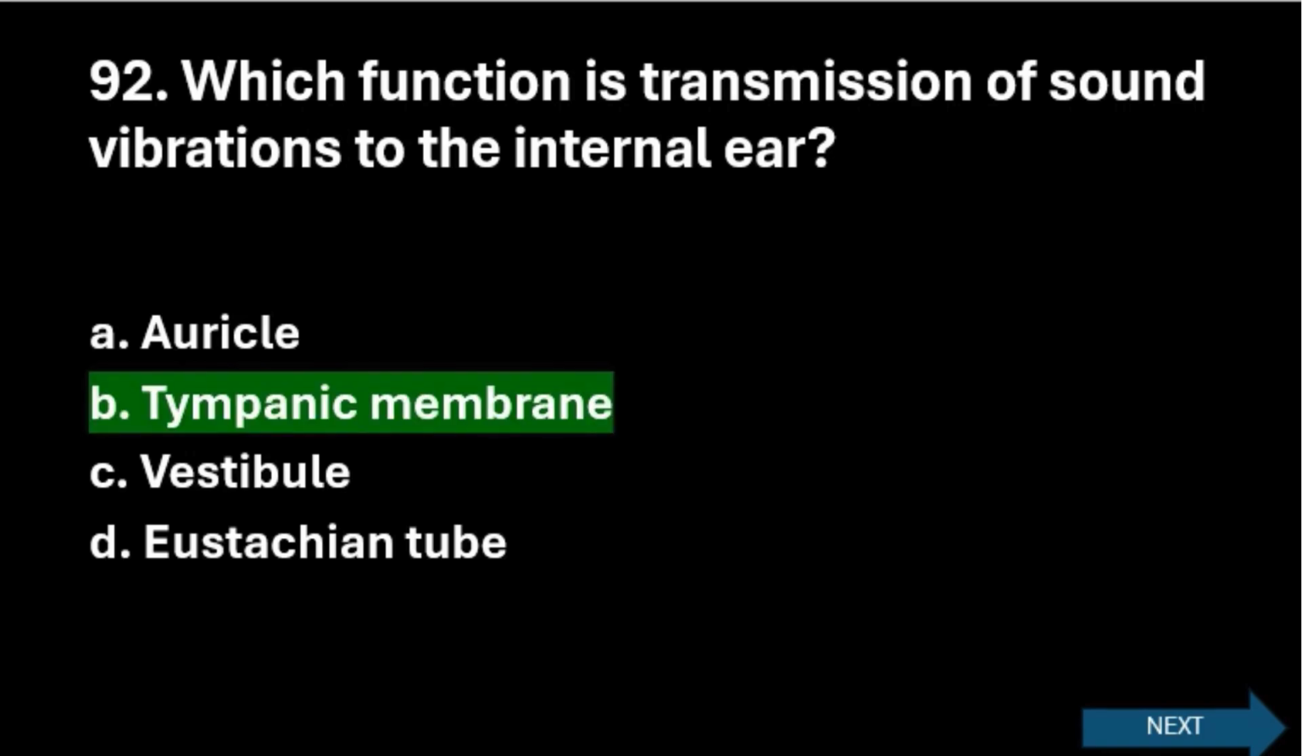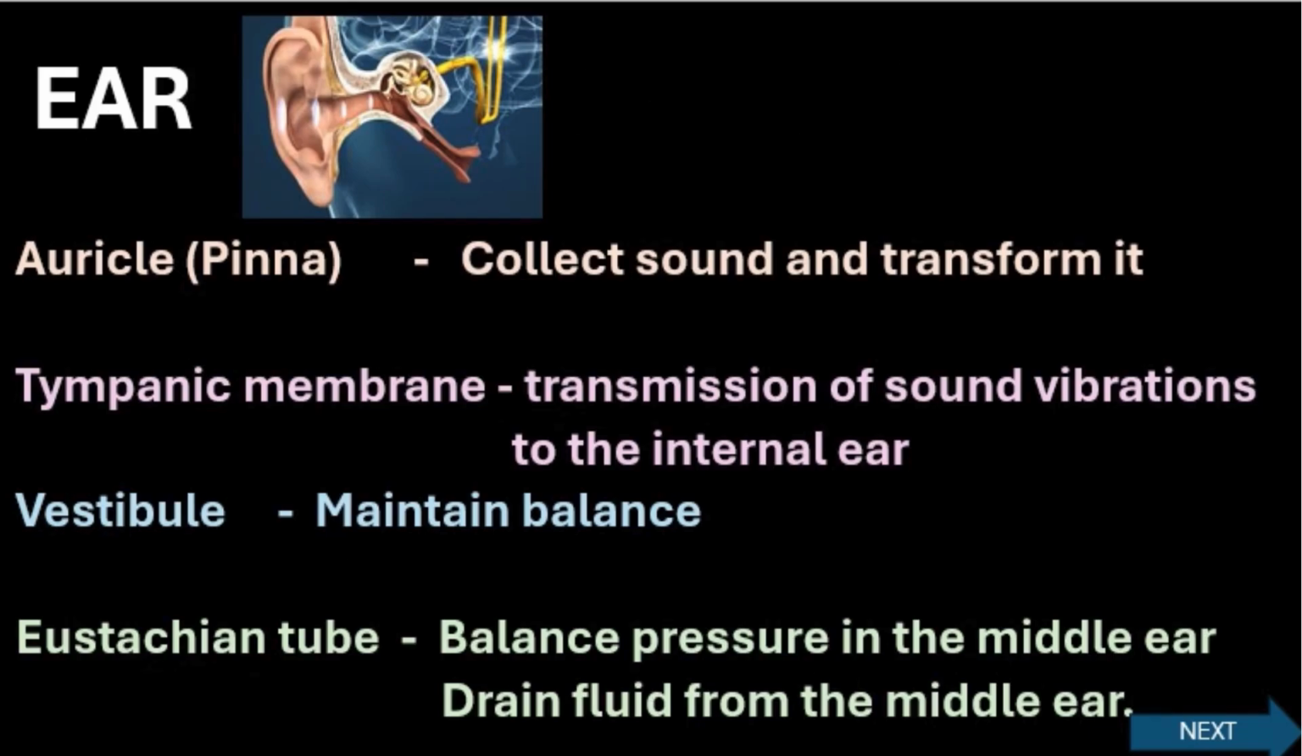Let us see the ear and its different parts and functions with the diagram. The auricle or pinna will collect the sound and transform it. The tympanic membrane is functioning for the transmission of sound vibration into the internal ear. So this is the right answer here. The vestibule is responsible for maintenance of balance. The eustachian tube is the area that balances pressure in the middle ear and drains fluid from the middle ear as well.